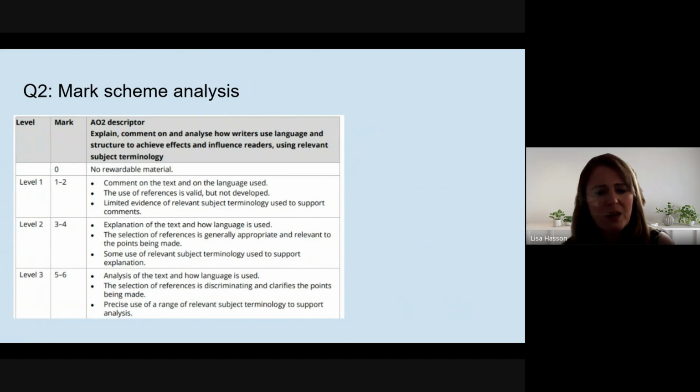But then moving towards the higher levels, you want to be analysing, so as in my example earlier on about the snake-like concept, and you want a precise use of a range of subject terminology. So you want to know your stuff when it comes to your language techniques, including, of course, your word classes, and you want to be using a range of different techniques as well. So that's why I'm suggesting you use 3.